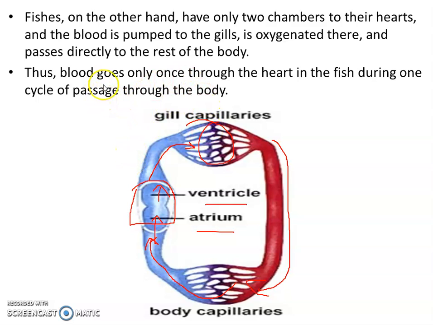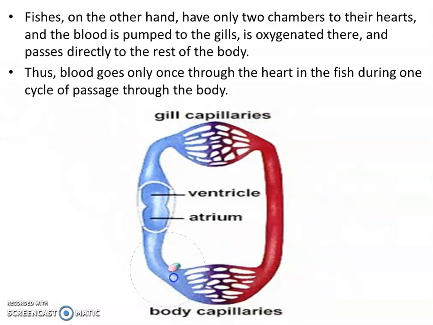Right, so thus blood goes only once through the heart in the fish during one cycle of passage through their body. അപ്പോൾ ഒരു പ്രാവശ്യം മാത്രമേ ഹാർട്ടിലേക്ക് കൂടി ബ്ലഡ് പോകുന്നുള്ളൂ in the case of the fishes. Clear with this, children? I hope you are clear with that. Now let us move on to the next part, which is double circulation. Okay, let us see what double circulation is.